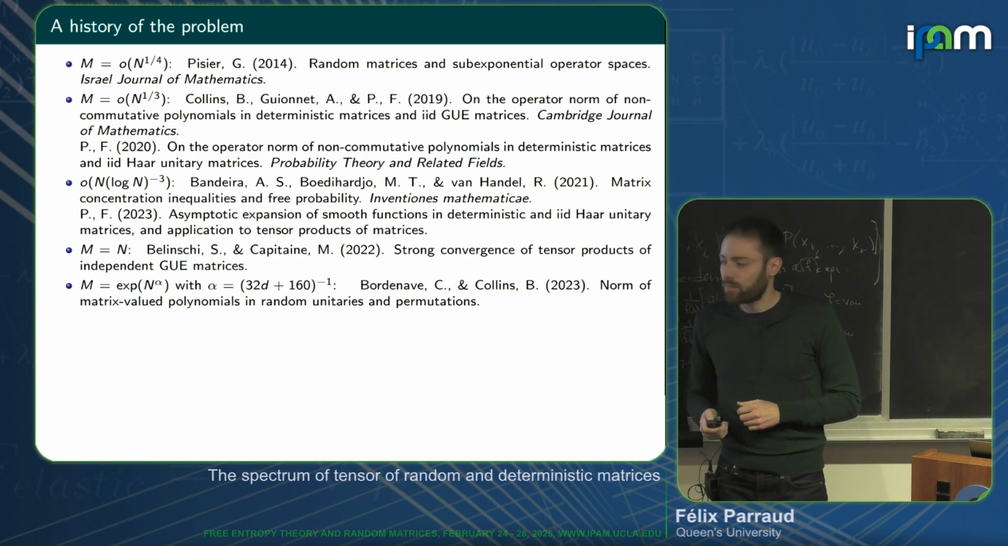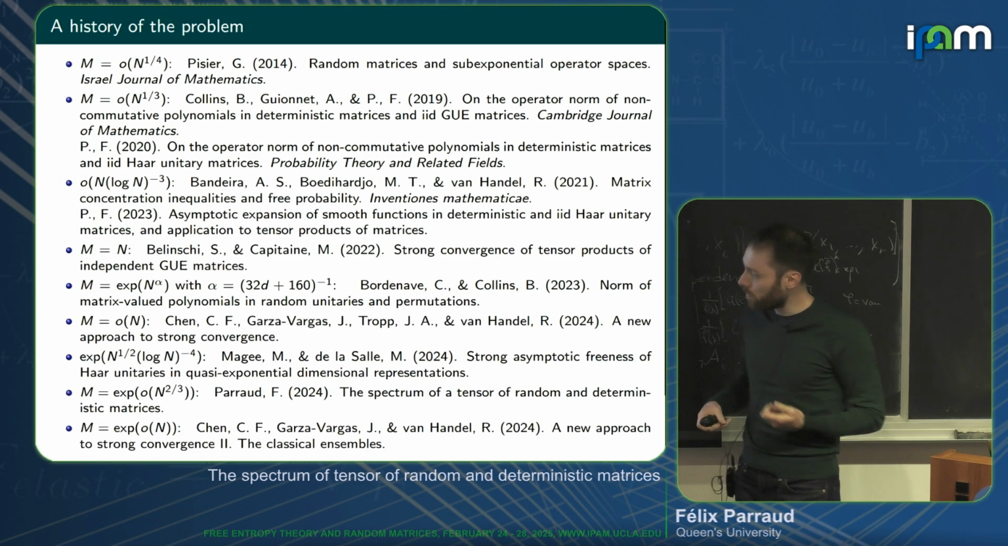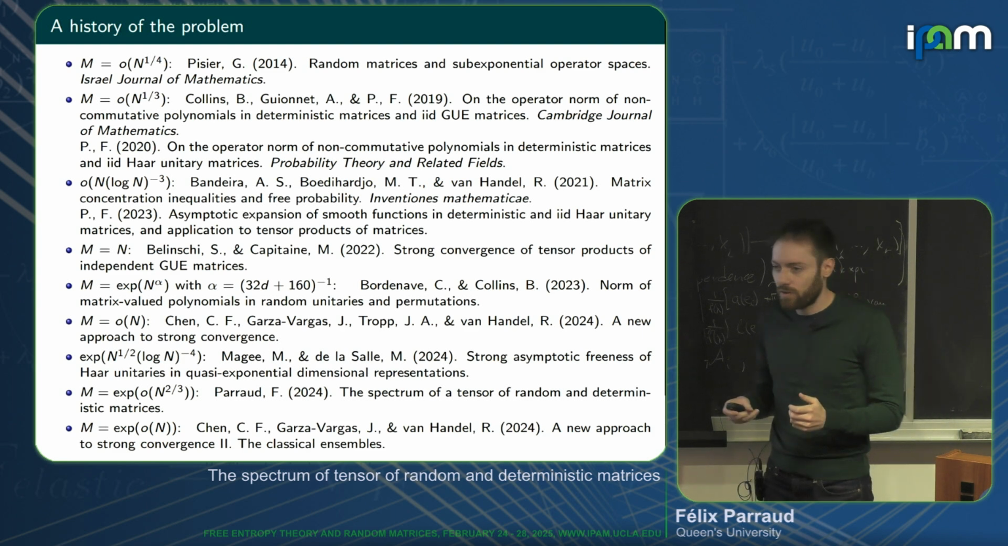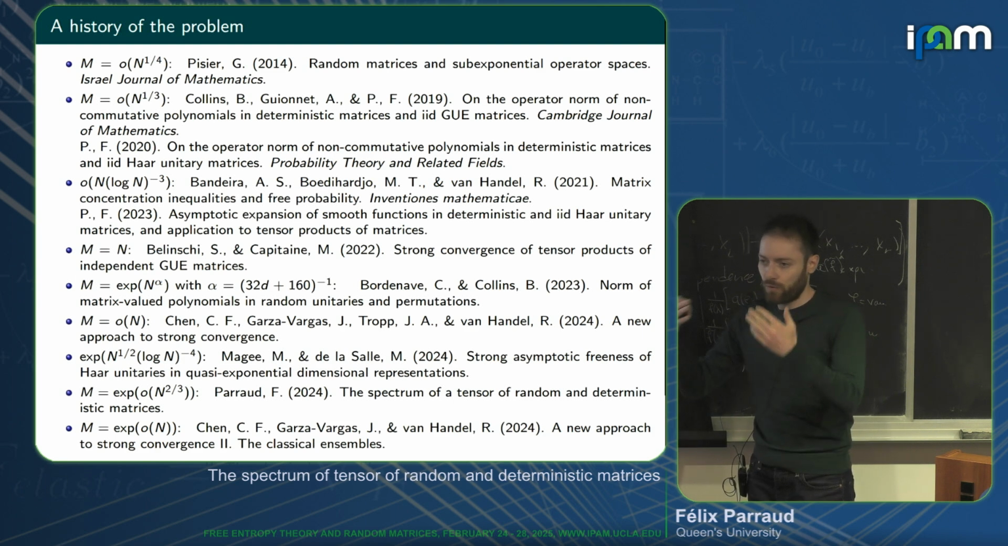So all right, then we move on by another year, and in July we've got this paper from Chen, Garza Vargas, Tropp, and Van Handel, which showed that, all right, so they only tackled the case where m was a little off n, but it turned out that that was the first of a series of papers where they would get to show stronger and stronger estimates.